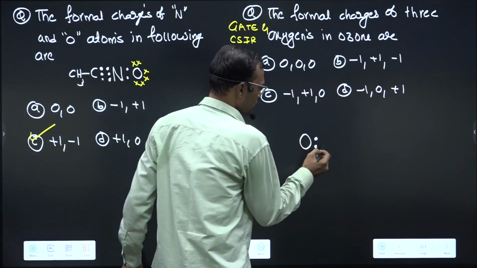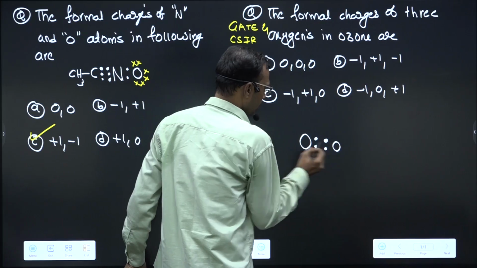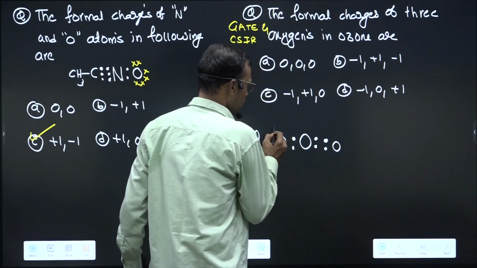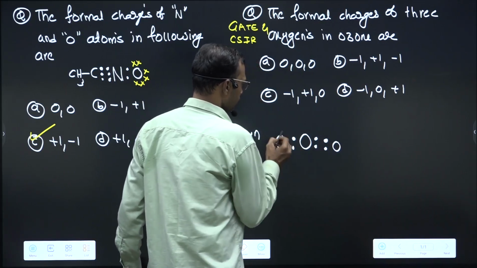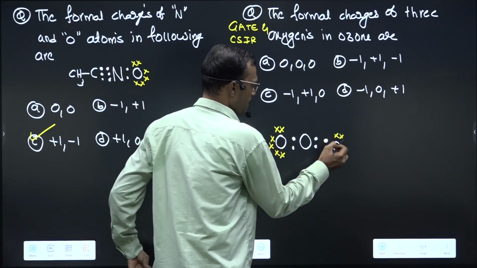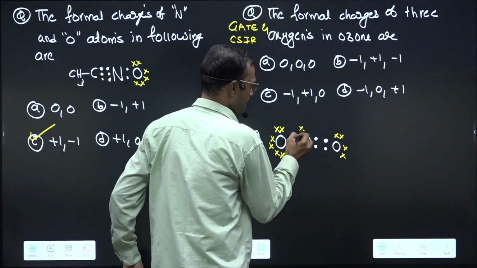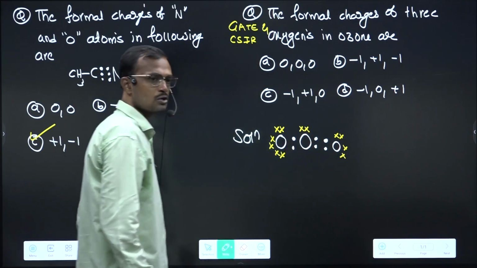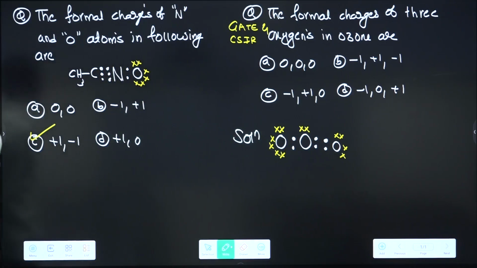So this is oxygen, electron, here oxygen and this one. This is the Lewis dot structure of ozone. Then calculate.